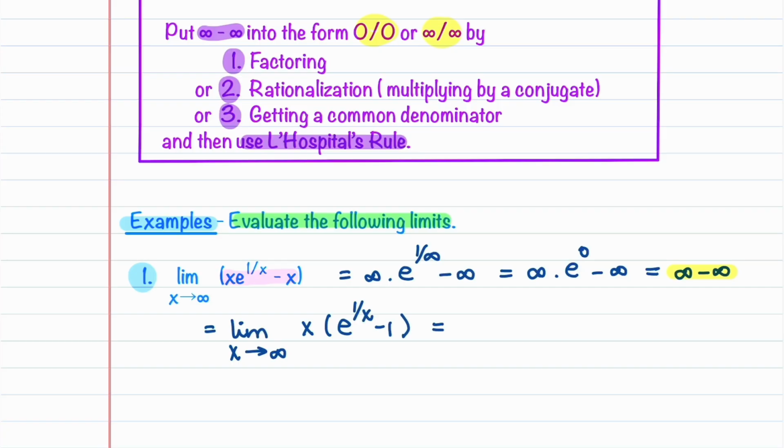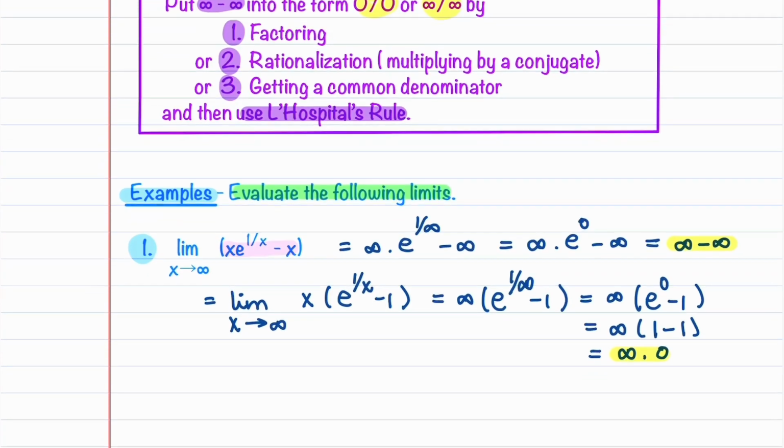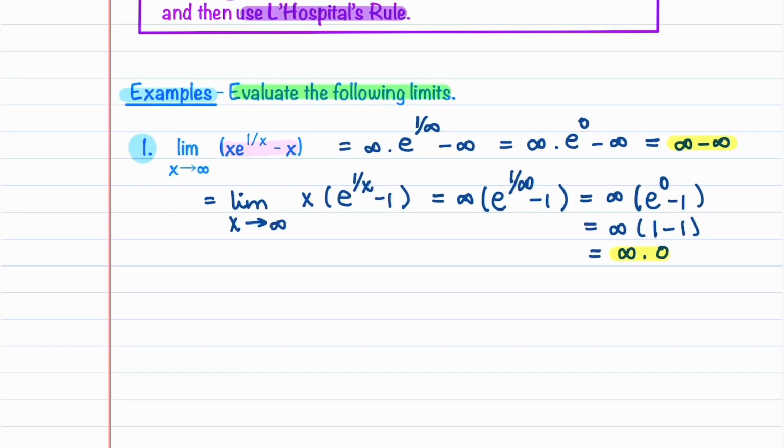Now we want to go ahead and substitute in that x is equal to infinity. So we have infinity times e to the 1 over infinity minus 1. This is infinity. E to the 1 over infinity is e to the 0 minus 1. So this is infinity times 1 minus 1, which is infinity times 0. This is an indeterminate form.